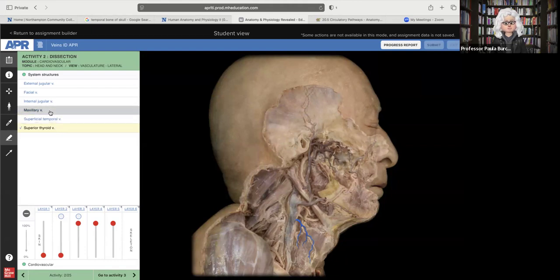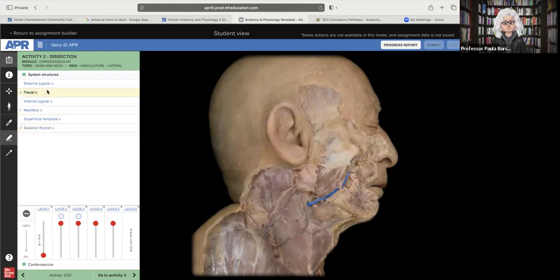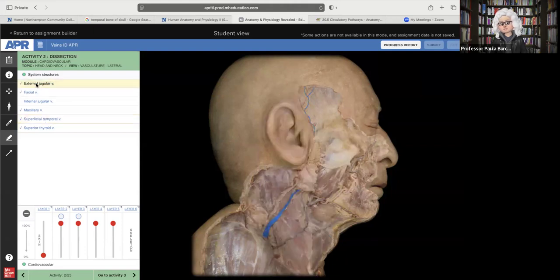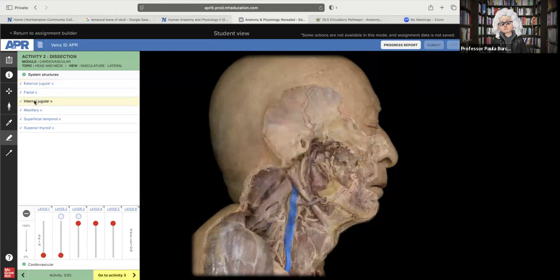So we have that. We have a maxillary, the facial, and the superficial temporal. So all of these are going to drain into the external jugular. And then the sinuses that I just talked about are going to drain into the internal jugular. Now notice, this is deeper. You have removed some muscles here. So look for that. The internal jugular is deeper than the external jugular.